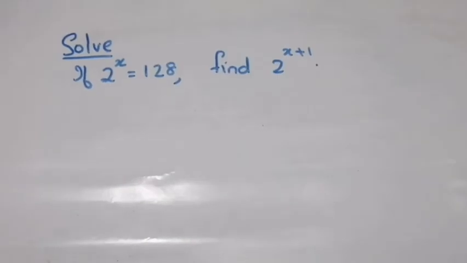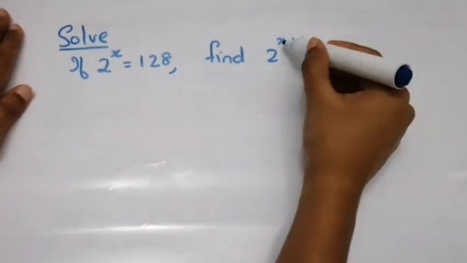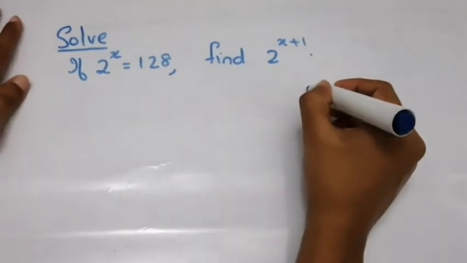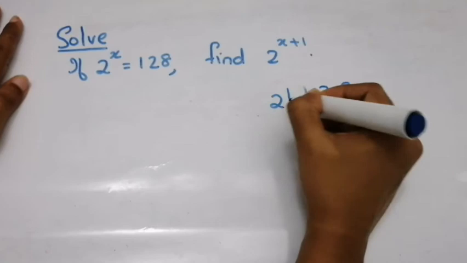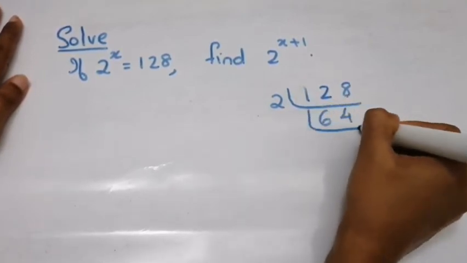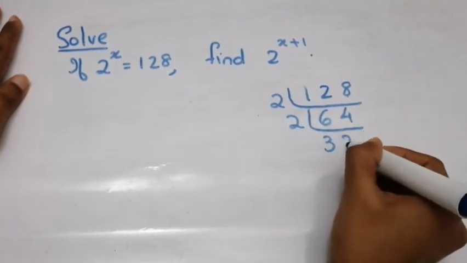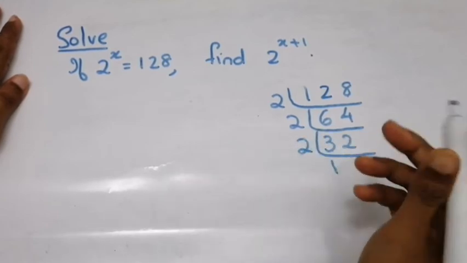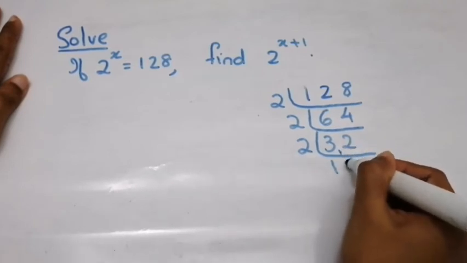Yes, children. Now next question. If 2 to the power x is 128, find 2 to the power x plus 1. So let us see how to do this one. So 128, it will go in 2's table. 2 6 are 12, 2 4 are 8. Next is 2. 2 into how much is 64? 2 3 are 6, 2 2 are 4. Next, 2 only. 2 1s are 2, 3. One remainder, 12.